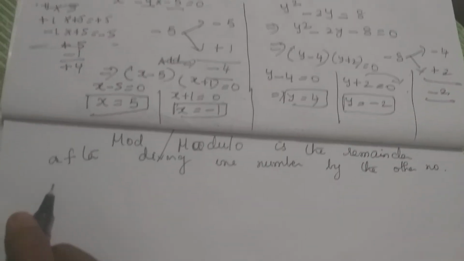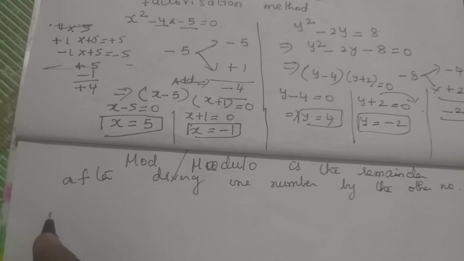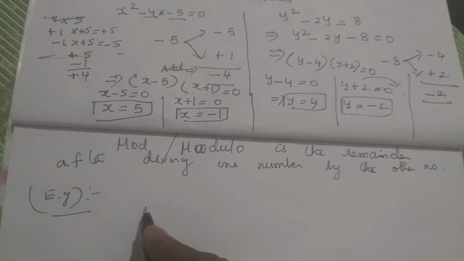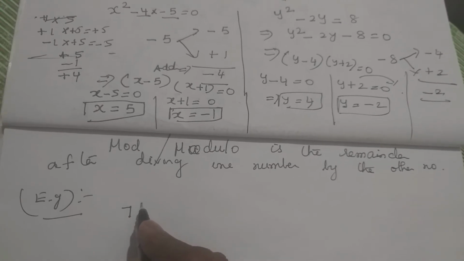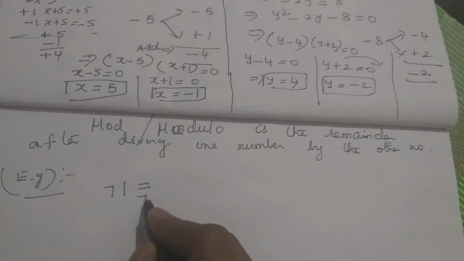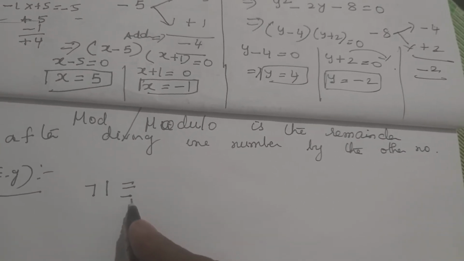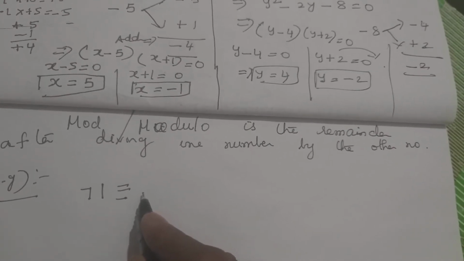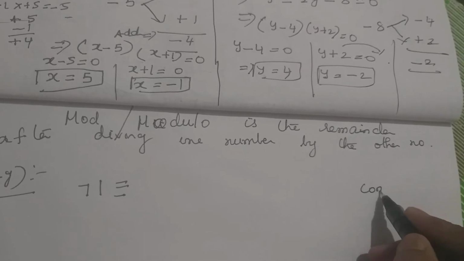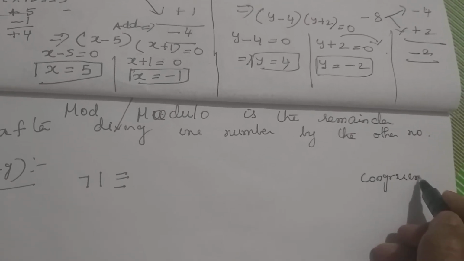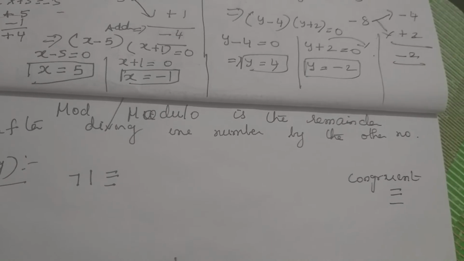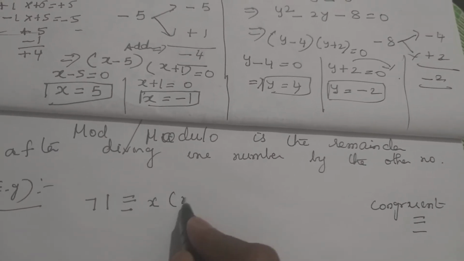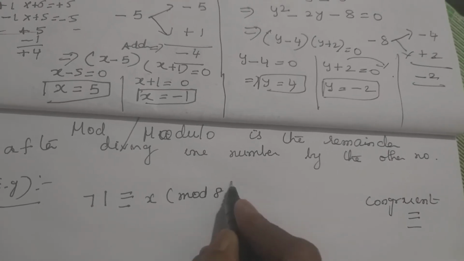For example, straight away we are going for an example: 71 congruent. This 3 lines, if it comes, 2 lines we will say equal to, 3 lines if it comes it is called congruent. 3 lines we will call this as congruent. For mod we are taking the symbol x mod 8.